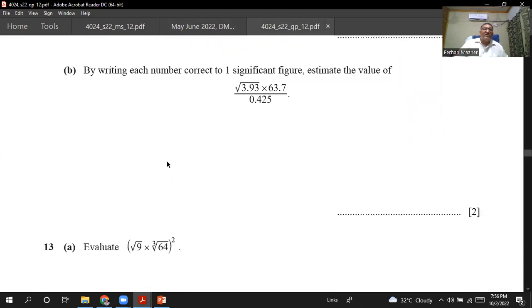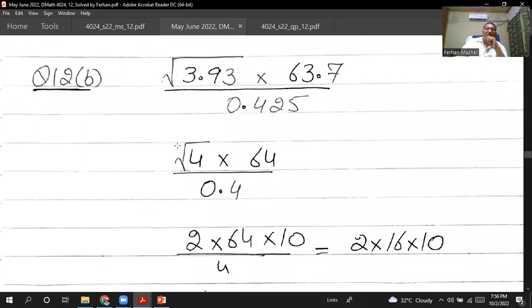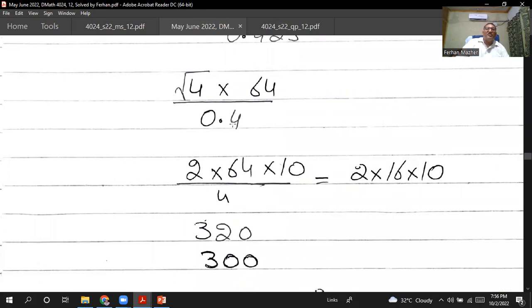Okay. So next question is: by writing each number correct to one significant figure, estimate the value of the expression. So this you will round off to 4. This will be 64, and this will be 0.4. And then very easily we can solve it. I know the square root of 4. I rounded off to 64 and this is 0.4. So 64, and this will be 2 and this 64 will remain.